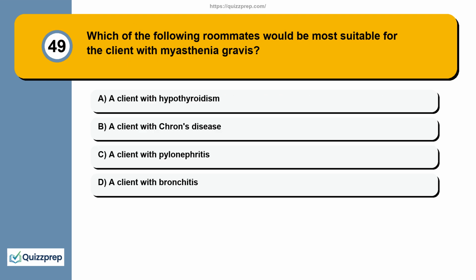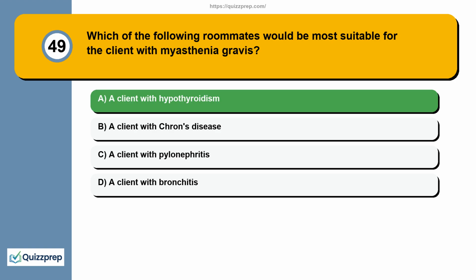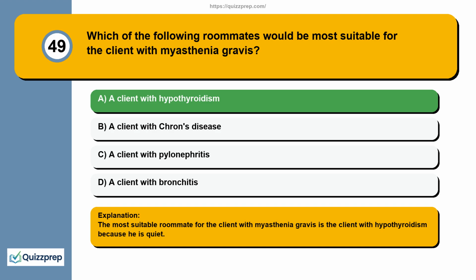Question 49. Which of the following roommates would be most suitable for the client with myasthenia gravis? A client with hypothyroidism, a client with Crohn's disease, a client with pyelonephritis, a client with bronchitis. The most suitable roommate for the client with myasthenia gravis is the client with hypothyroidism because he is quiet.